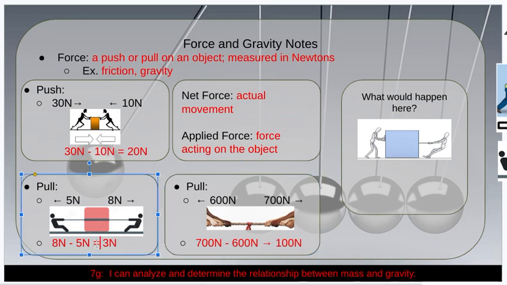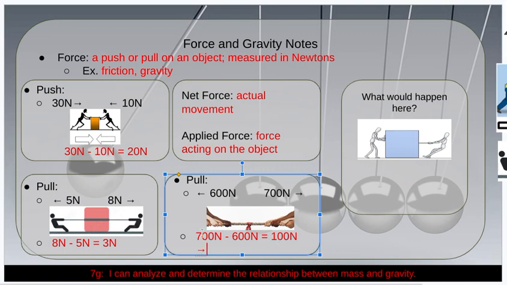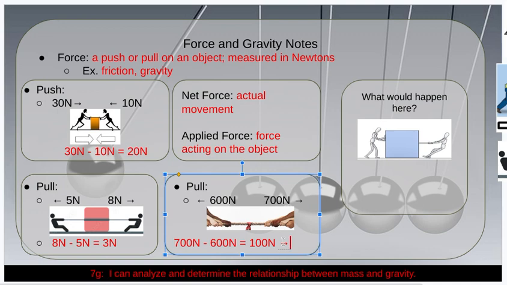And to do these arrows, I think I prefer arrows. Sorry, that's not where I want to do it. I did that wrong. I was looking at the notes wrong. It's going to equal 100 newtons to the right. There we go. So there's a net force of 100 newtons to the right.